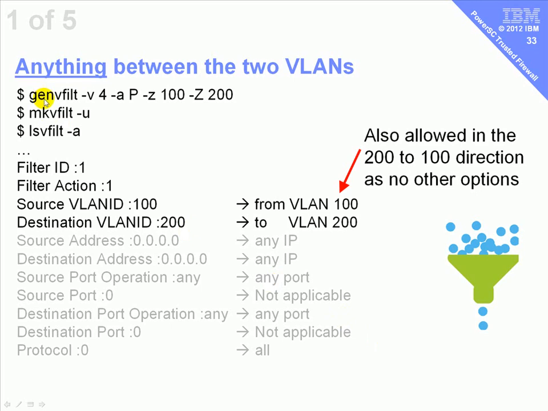But up the top here we have going to generate our filter -v4, so IP version 4, -a capital P, so permit. These Z and Z are the two VLANs involved. Then we're going to push this into the device driver and list the active filters. We have then a filter number 1, and as you can see it says source and destination 200. Now because this doesn't have any port numbers involved, it's also implied that the traffic can also go in the opposite direction. I've greyed out the options there that we haven't actually supplied and are just the basic allow anything.